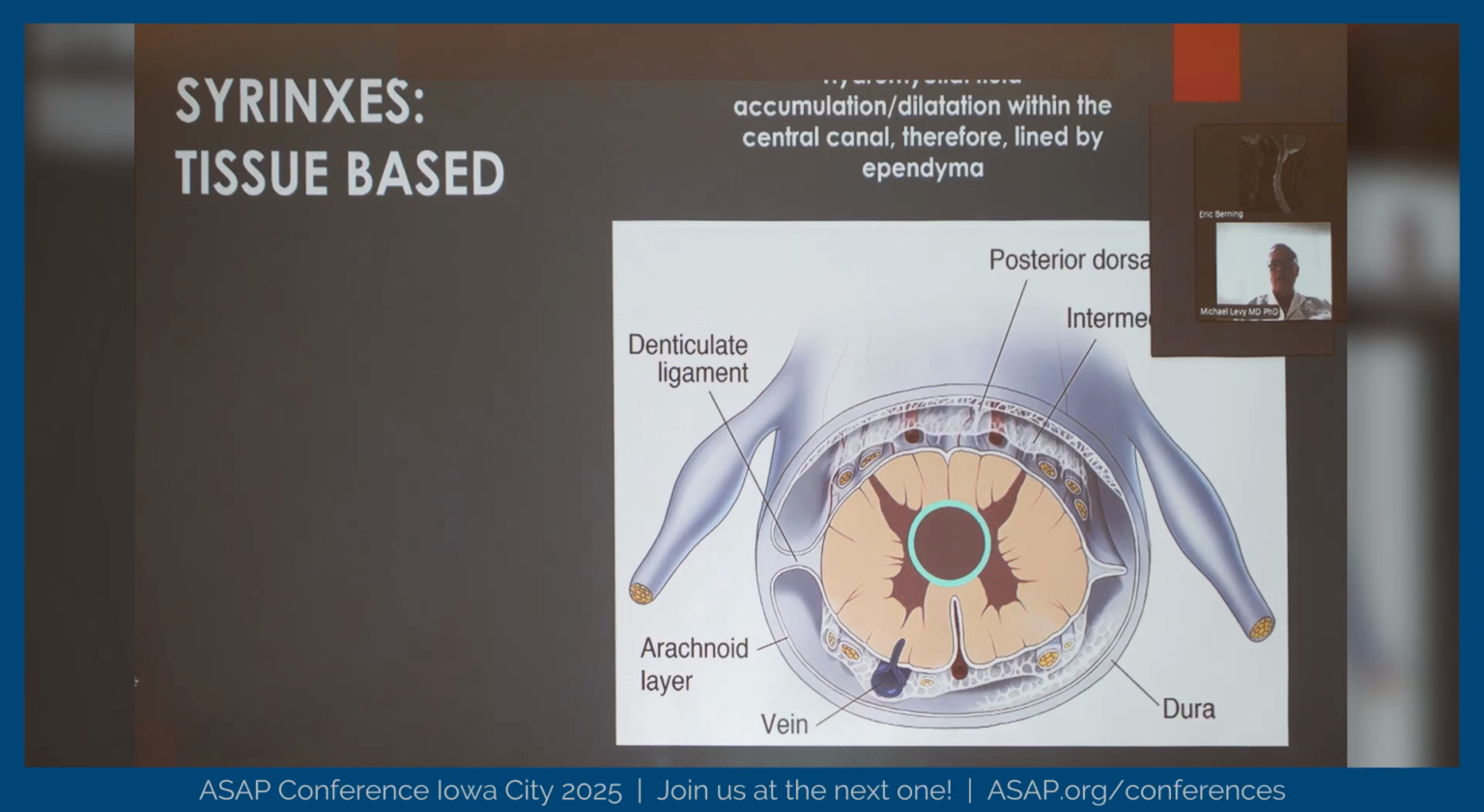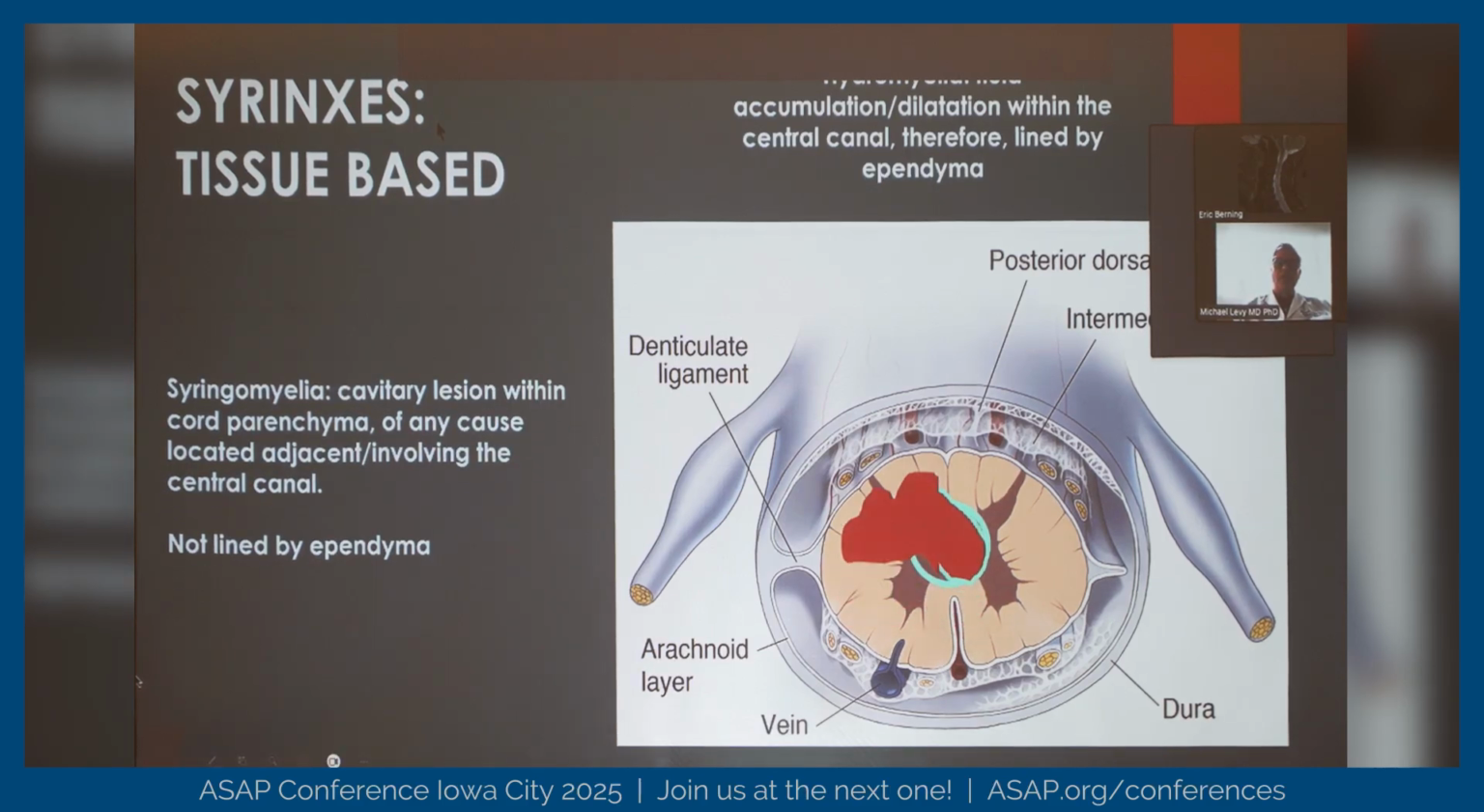And so this is what I was talking about, is that you can see sometimes significant dilation of the central canal. The important thing conceptually is that this is lined by ependyma. So this is truly within the ependymal lining of the central canal.